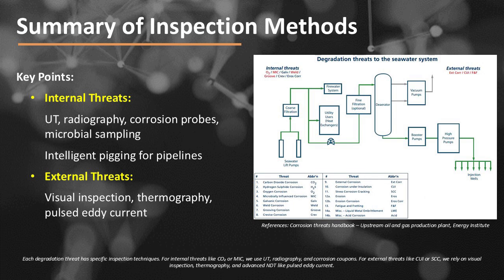Key points: for internal threats, inspection methods that can be used are UT, radiography, corrosion probes, microbial sampling, and intelligent pigging. For pipelines, for external threats, inspection methods that can be used are visual inspection, thermography, and pulsed eddy current.